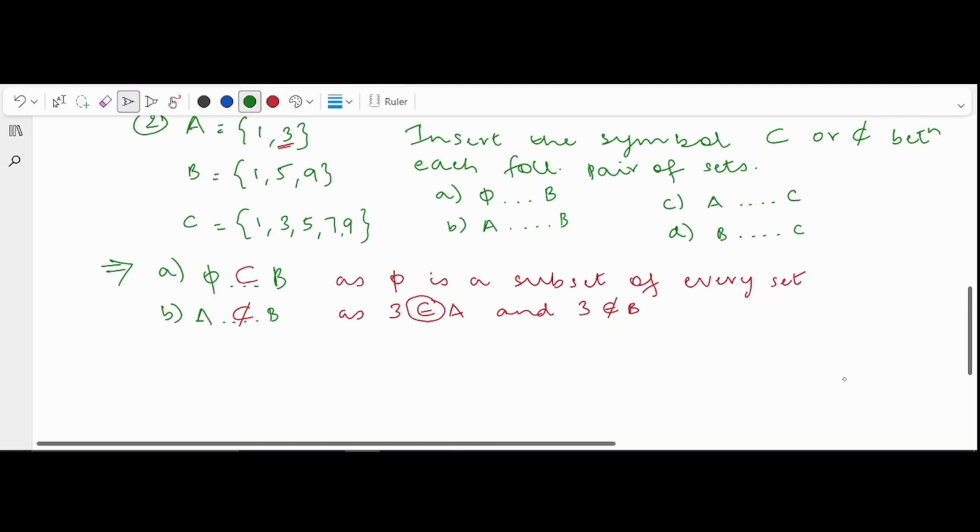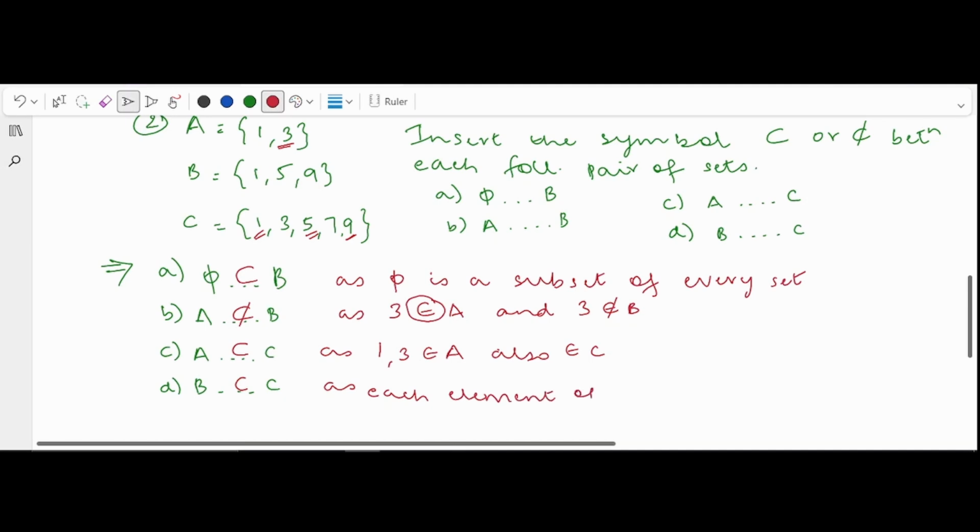Now the third part, A and C. In A there is 1 and 3, and in C there is 1 and 3. So A is a subset of C, as 1 and 3 belong to A, which also belong to C. Now B and C. In B it is 1, 5, 9, and in C there is 1, 5, and 9. So B is a subset of C, as each element of B is also an element in C.